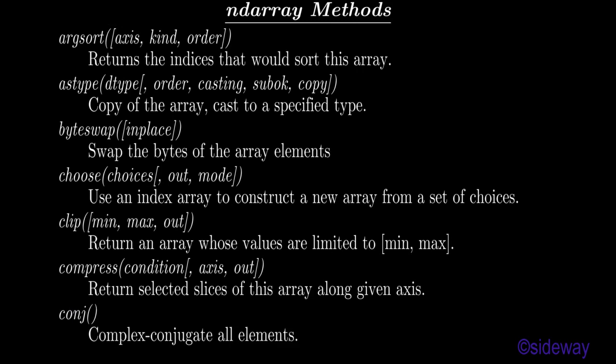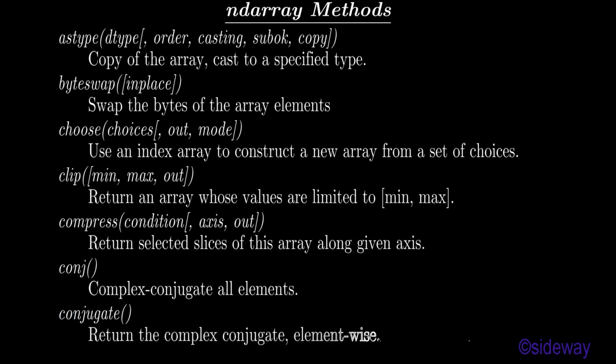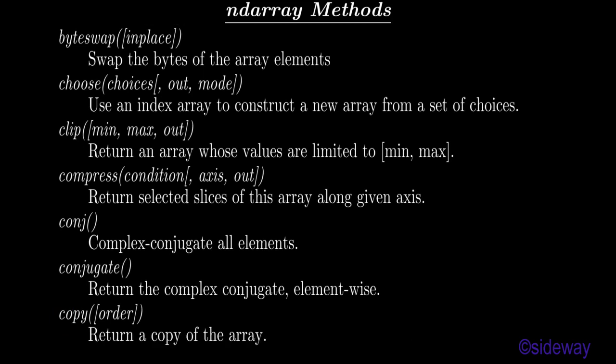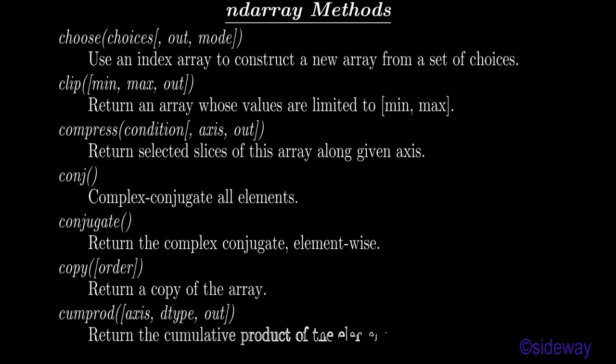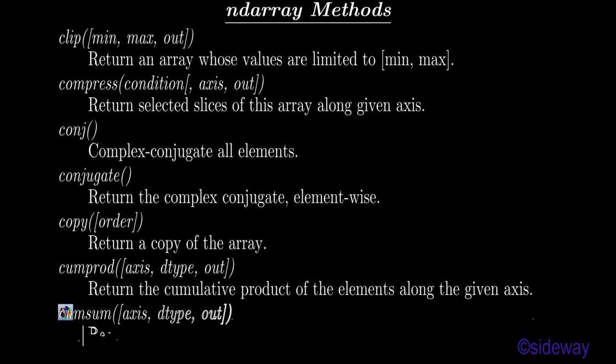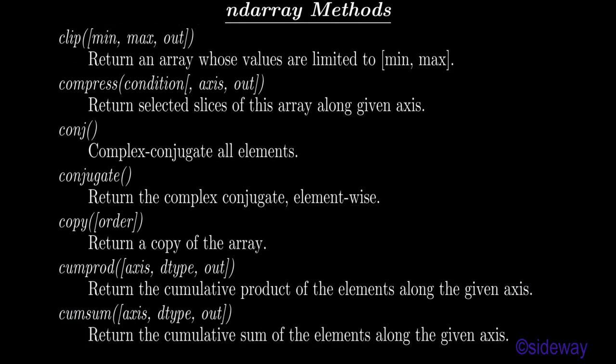conj. Complex conjugate all elements. conjugate. Return the complex conjugate, element-wise. copy, order. Return a copy of the array. cumprod, axis, dtype, out. Return the cumulative product of the elements along the given axis. cumsum, axis, dtype, out. Return the cumulative sum of the elements along the given axis.